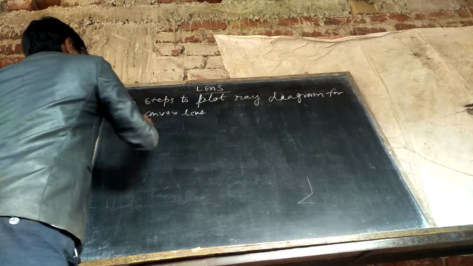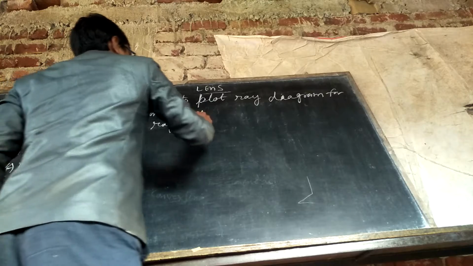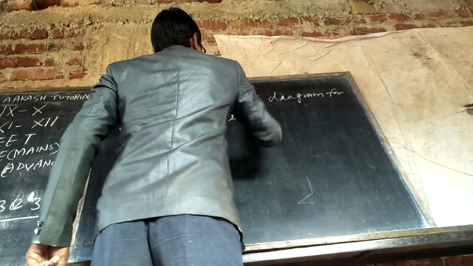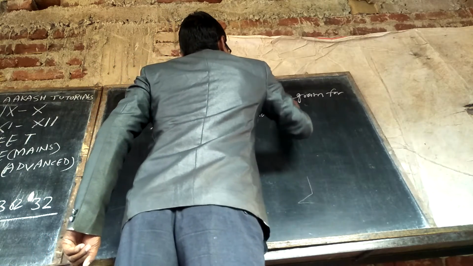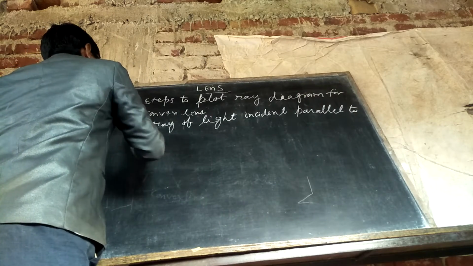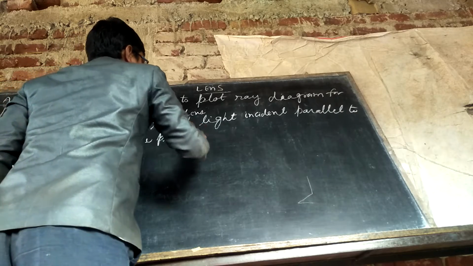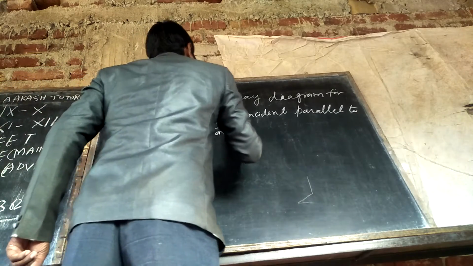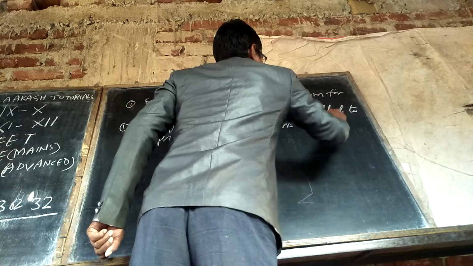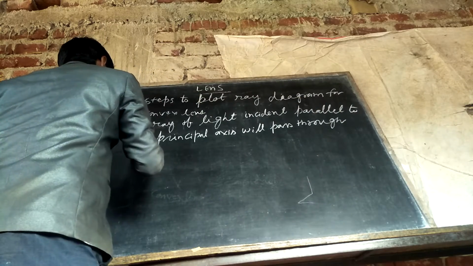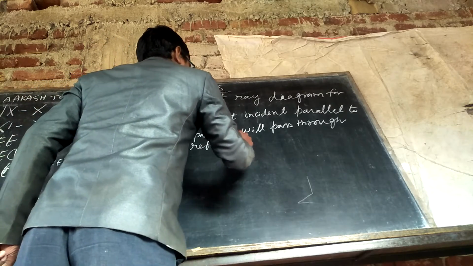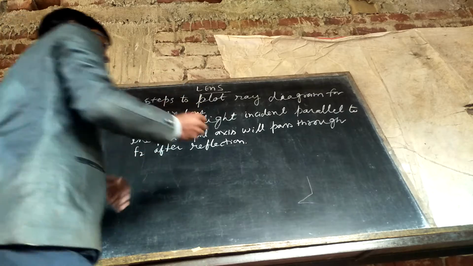First, a ray of light incident parallel to the principal axis will pass through F2 after reflection. F2 means the principal focus of the other side.